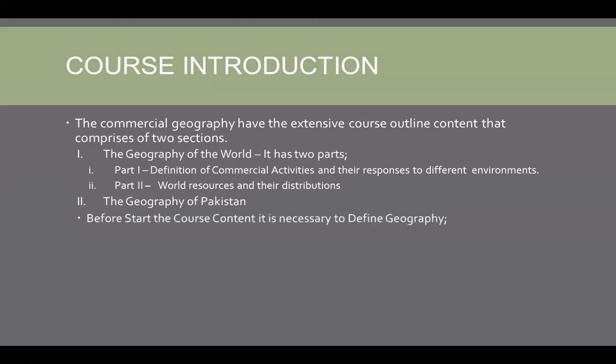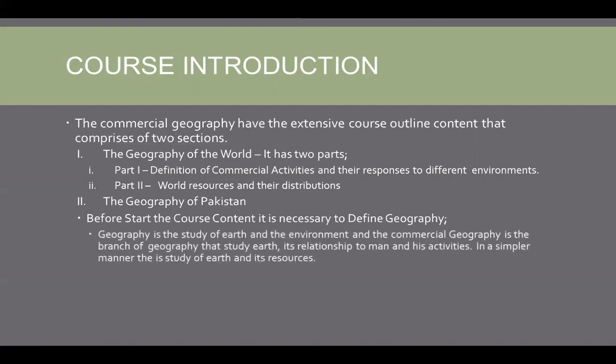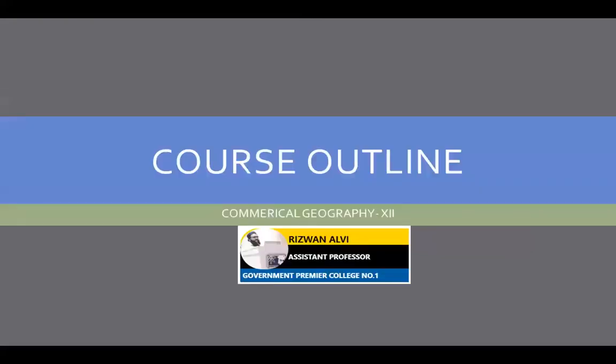Before starting the course content, it is necessary to define geography and understand what geography is. So here is a basic definition of geography. Geography is the study of Earth and the environment, and commercial geography is the branch of geography that studies Earth and its relation to man and his activities. In a simpler manner, this is the study of Earth and its resources, how resources are distributed over the globe, and how people are moving from one place to another. It also tells us about the trade that happens in different parts of the country or different parts of the continent as well.